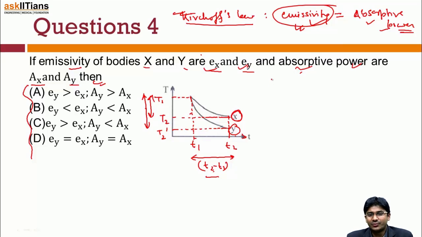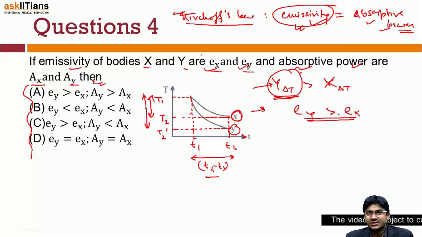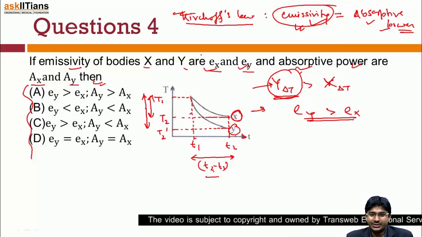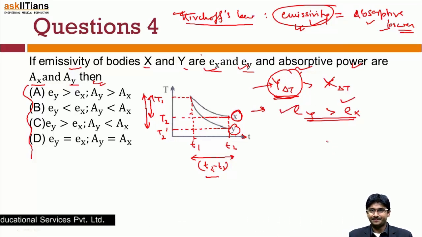That means the change in temperature of Y is greater than the change in temperature of X, right? What that means, that in the same time Y has reduced its temperature greater than that of X. That means the Y has lost more heat energy than X. How can that happen? If the Y is losing more heat, that means its emissivity is greater, provided that all of the other factors, so their dimensions are constant, which we have to assume, since it's not given here. You have to assume that their dimensions are same. That means Ey will be greater than Ex.